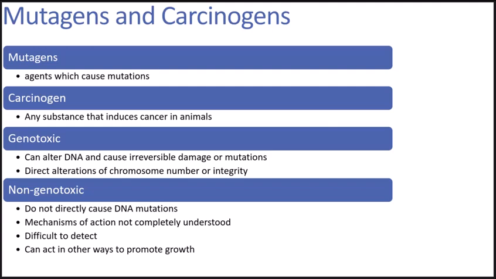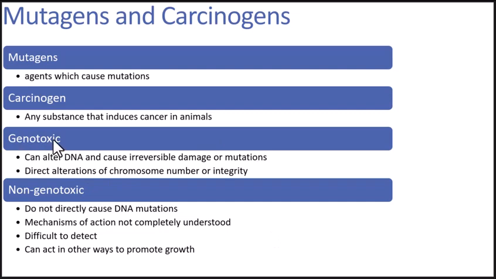A mutagen, you should recall, is an agent or substance. It could be radiation or chemicals that are known to cause genetic mutations. A carcinogen, on the other hand, is a substance that has the ability to cause cancer in living tissue. Carcinogens can be classified or categorized as being genotoxic versus non-genotoxic according to their specific pathogenic mechanism.